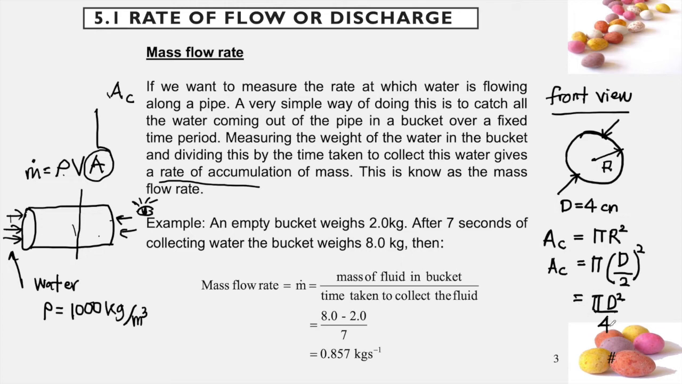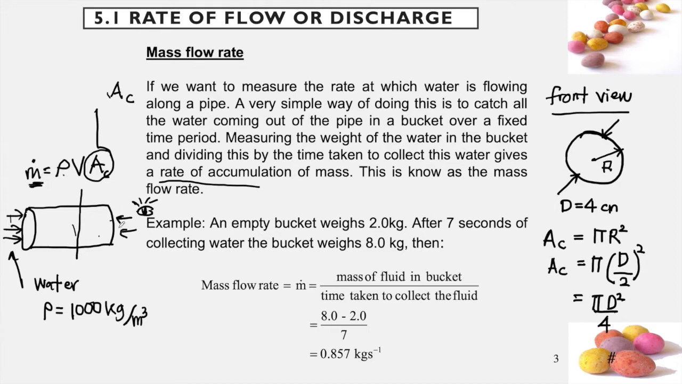You can use this equation. You may not need to change the diameter given in the question into radius. It will take some time. But if you wish to convert the diameter to radius, it's okay. After you calculate the cross-sectional area using pi d squared over 4, you will substitute into this equation to find the mass flow rate.